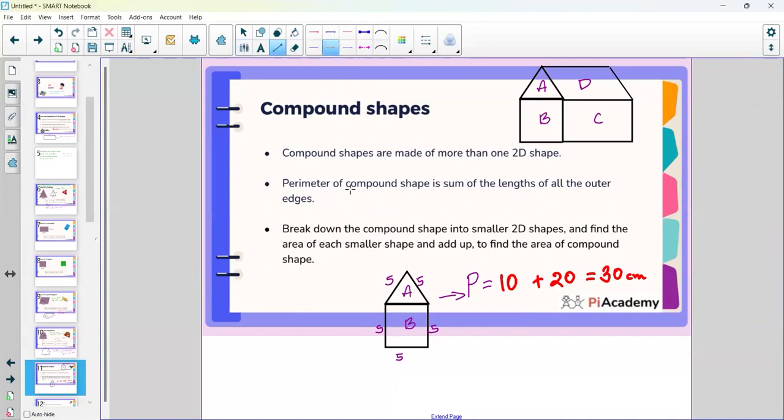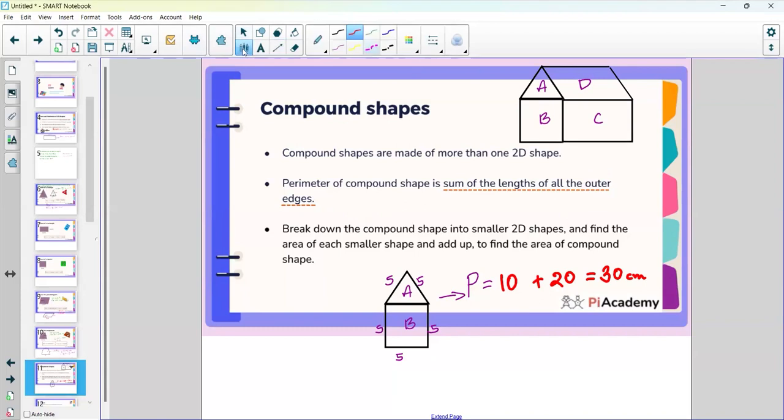So, perimeter of a compound shape is the sum of the lengths of all the outer edges. See, here I committed an error. It says the perimeter is the sum of lengths of all outer edges. What do we mean by outer edges? All the outside lengths should only be added.